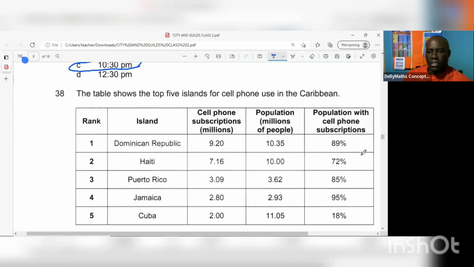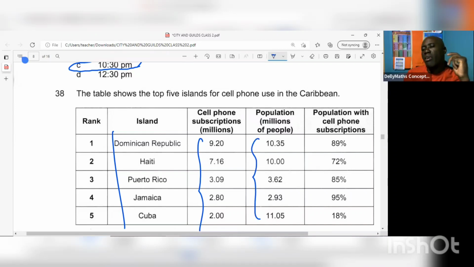All right, let's look at this table, put this thing somewhere over here. All right, so the table now, it says the table shows the top 5 islands for South users in the Caribbean. So we're looking at them. We're seeing the subscription here. So these are the islands here, the cell phone subscription. Okay, we're seeing that. The population, very important. And then the population with cell phone subscription.